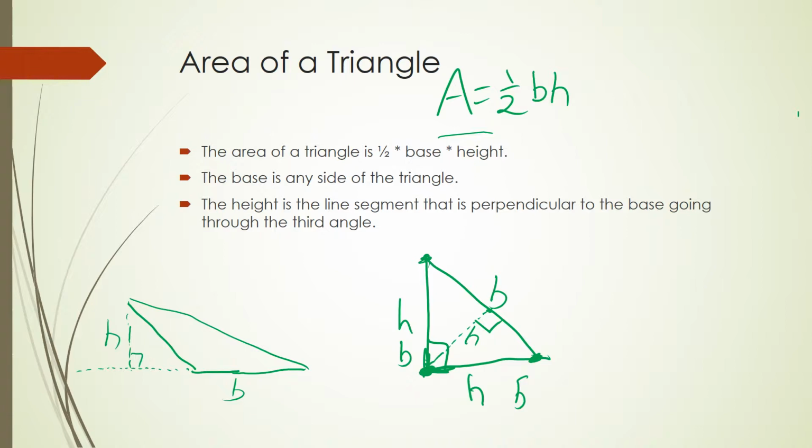So the height is always going to be the highest it ever goes up. So from the base, where is the farthest upward it goes? It doesn't have to be along the legs, it doesn't have to be along the side, it doesn't have to be inside, it could be outside. But it has to be one of those three. It has to be perpendicular, meaning it creates a right angle with the base.